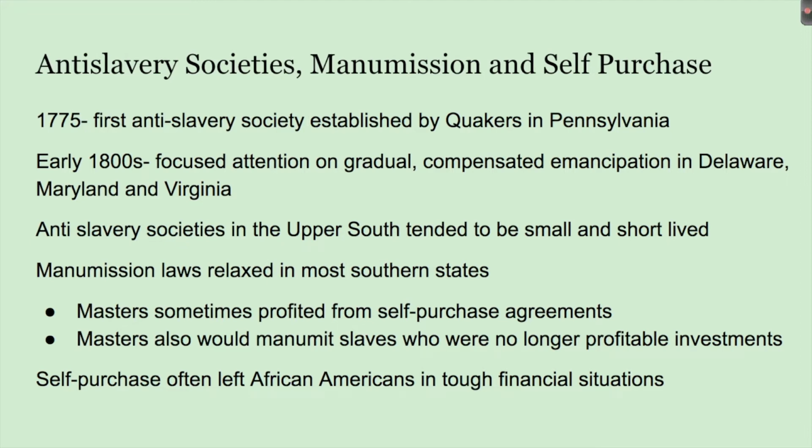So a self-purchase agreement could become an issue for African Americans. Sometimes they would use up all of their savings to buy their freedom. And then once they were trying to get on their feet, they didn't have the means to do so, so they possibly had to go into debt to their former masters. And then the people who had loaned them money over time may decide to renege on that agreement and bring that person back into slavery. So sometimes it didn't always work out.